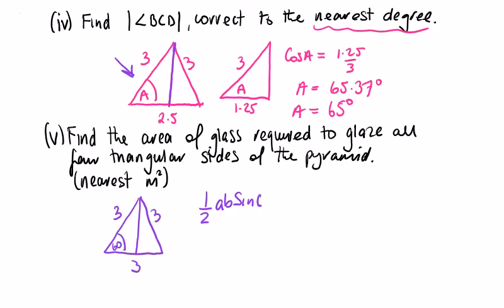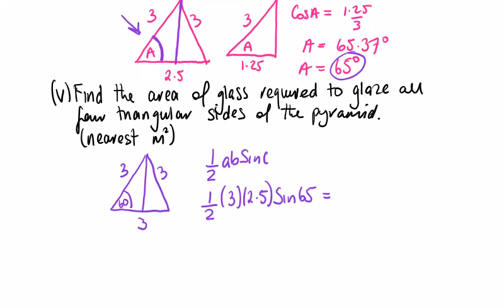These are all 60. We got this one to be 65. So I have half. I'll do the one in part 4 first. Half 3 by 2.5 by the sine of the angle in between those two sides, which is the sine of 65, equals, and then the second one is going to be half 3 by 3 by the sine of 60, and there's 2 of each of those, so let's get these answers and double them.